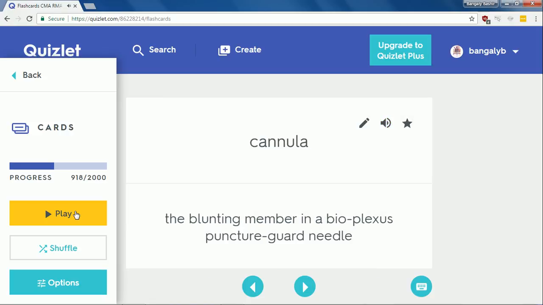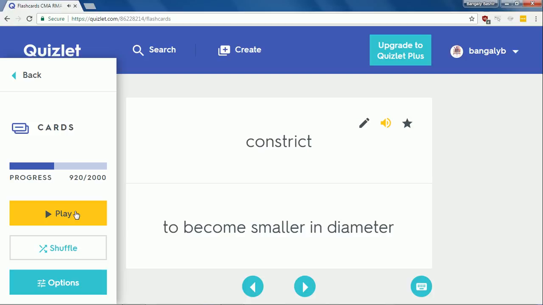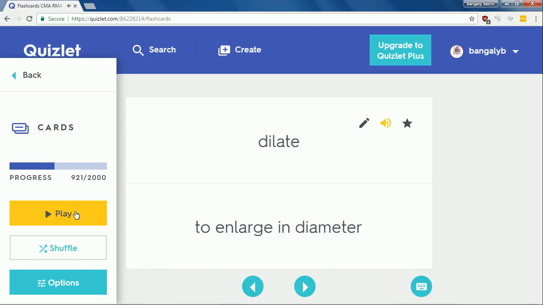Cannula: the blunting member in a bioplexus puncture guard needle. Centrifuge: device that spins tubes using centrifugal force to separate the fluid portion of blood from the formed elements. Constrict: to become smaller in diameter. Dilate: to enlarge in diameter.